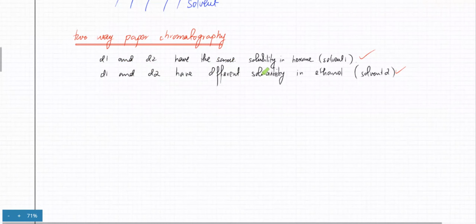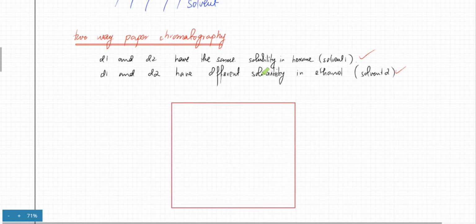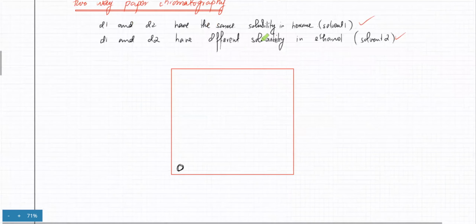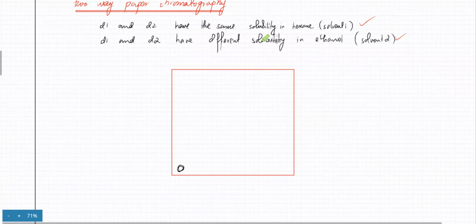Yes. Okay, so one way is I can repeat the chromatography over and over again. Maybe I can use three solvents, and that would ensure that the dyes are getting separated. So what you do is you do two-way chromatography. You take a piece of chromatogram, you place the dye over here at the bottom at one corner, okay? And you dip it in a solvent. Let's say you dip it in hexane. Okay, this side is hexane.